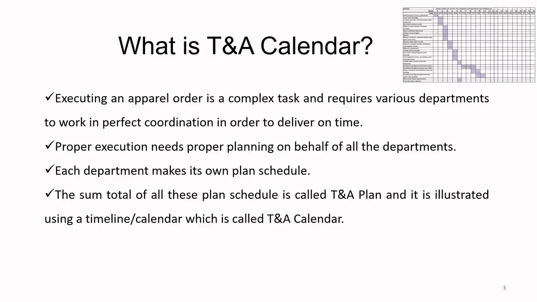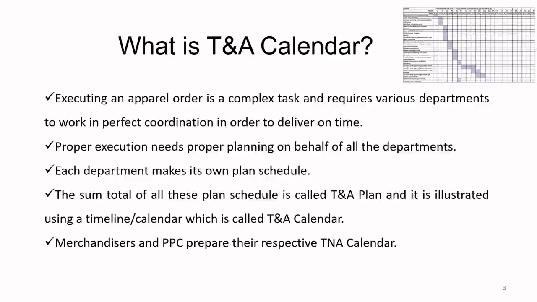Now the sum total of all these plan schedules, the production plan schedule, the finishing plan schedule, the fabric plan schedule, the sum total of all these plan schedules is called the time and action plan. And it is illustrated using a timeline or a calendar, which is called the time and action calendar. And that is what is illustrated in the top right corner of this slide.